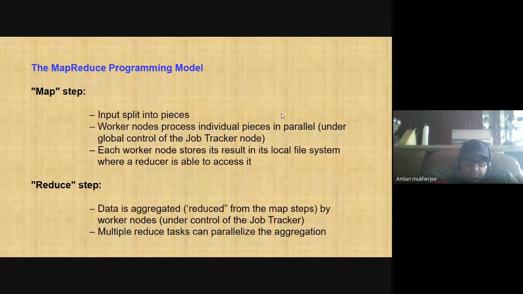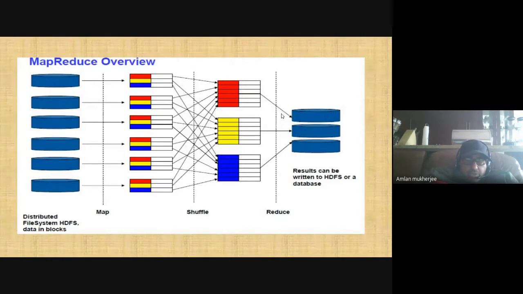Okay, so you can see over here the reduce step. What it is doing is basically data is aggregated, reduced from the map steps by worker nodes. Okay, and multiple reductions come to a single aggregation, and you are going through that one. যদি তুমি ছবি হিসেবে দেখতে চাও, this is basically what is happening over there.